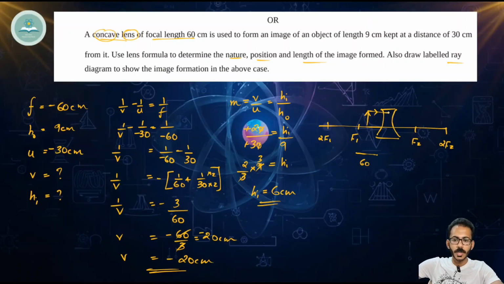So first ray parallel will go like this. When we extend it, we'll feel like it's coming from the focus, and the second ray will make it pass through the optic center, and we'll get the image here. So as we can see, the image is very small. So it is virtual. We cannot obtain it on the screen, and it is erect. And when we observe, it's very much less than the size of the object, so it is diminished.